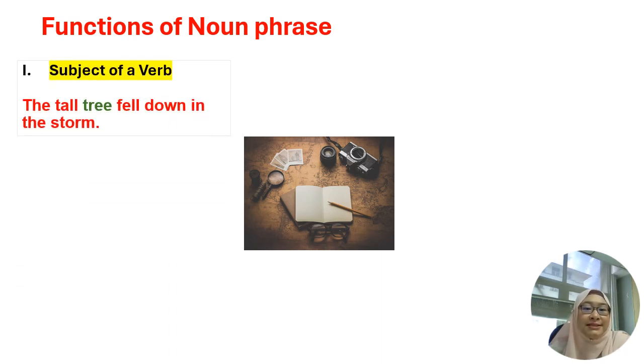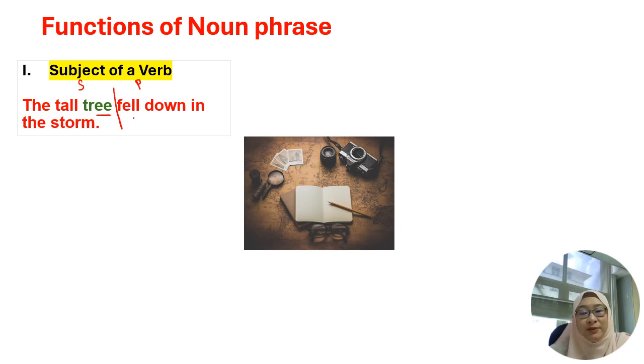Number 1 is subject of a verb. For example, the tall tree fell down in the storm. So you can see how it becomes the subject of the verb. The noun phrase here is the tall tree, the one that I have highlighted in green. We also have established previously that this sentence can be divided into subject and predicate. So why do I say that the first function here is the subject of a verb?